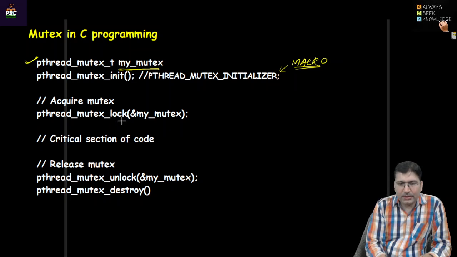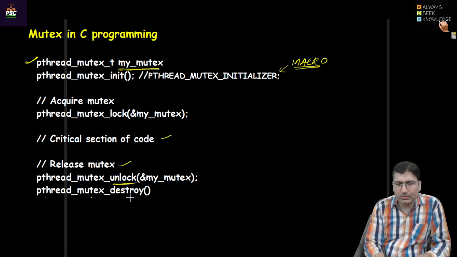pthread_mutex_lock is used to acquire the lock on the initialized mutex, and you pass the address of that. And in case after the critical section we want to release the lock, then we use the unlock function. And in case we want to destroy the mutex, then we can use pthread_mutex_destroy. So your mutex will be destroyed. You pass the mutex here, which mutex you want to destroy, right?